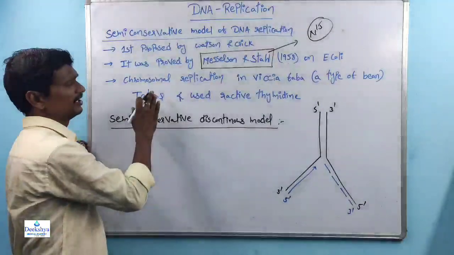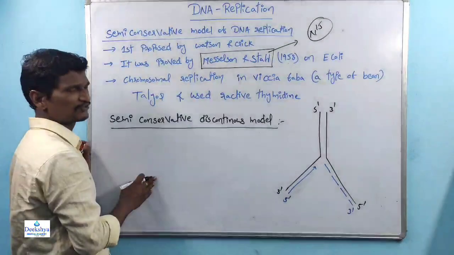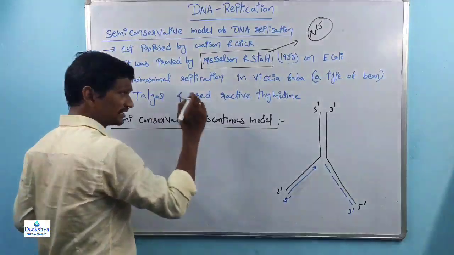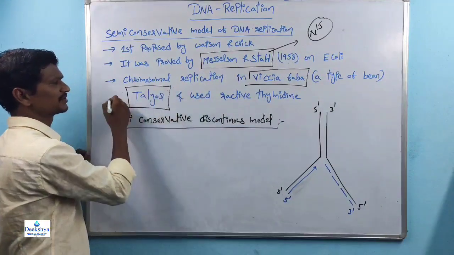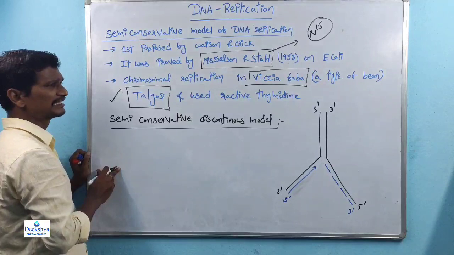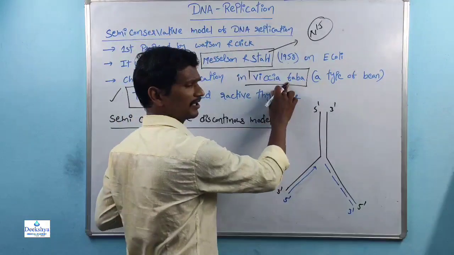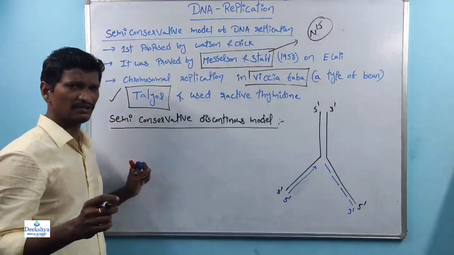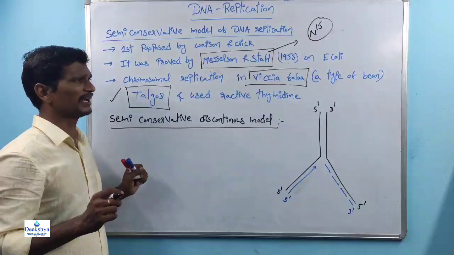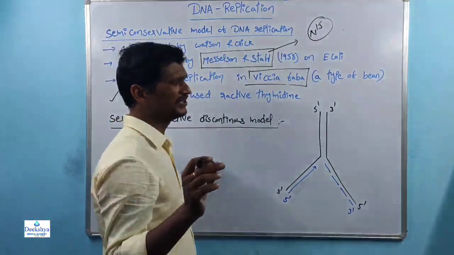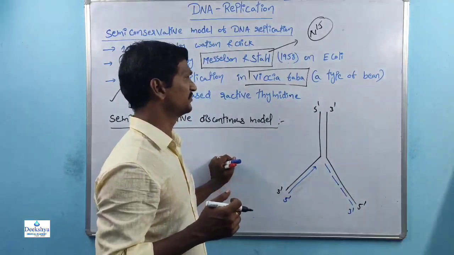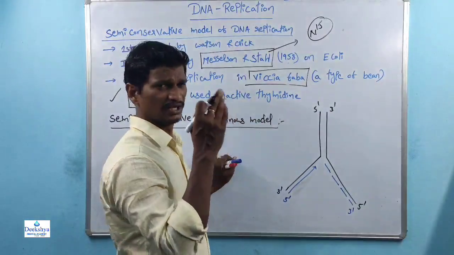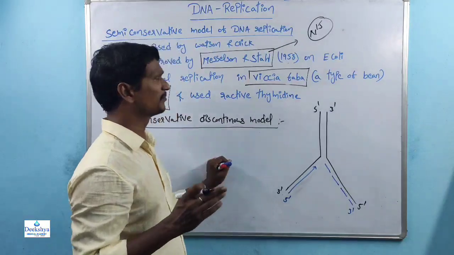In eukaryotic cells, the semi-conservative model was studied by the scientist Taylor, who did the research on Vicia faba. The plant name is Vicia faba, right? This is one type of bean, from the Fabaceae family. Vicia faba is one type of bean plant.